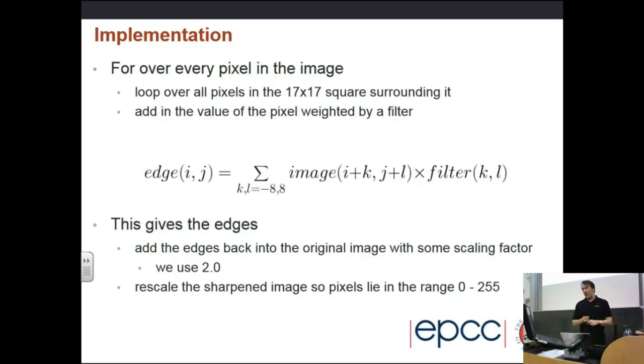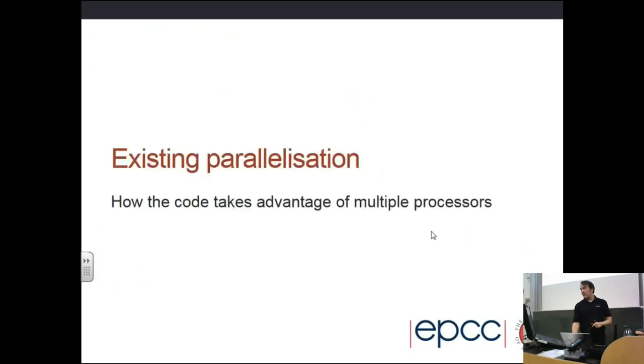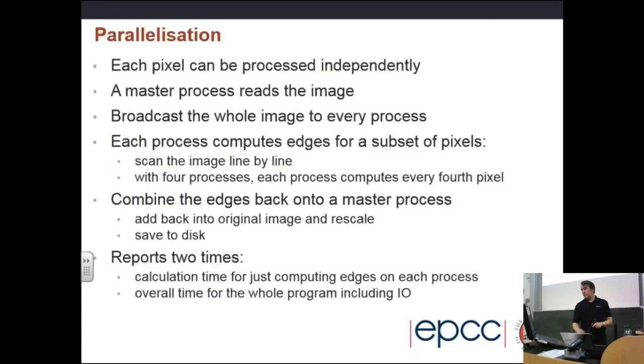And then you have to add back in and rescale and such like. But the important point is, how can you do this in parallel? Well, the important point is each pixel can be processed independently. You're creating the edges as a function of the image. You're not changing the image. So each pixel is independent of the other ones.